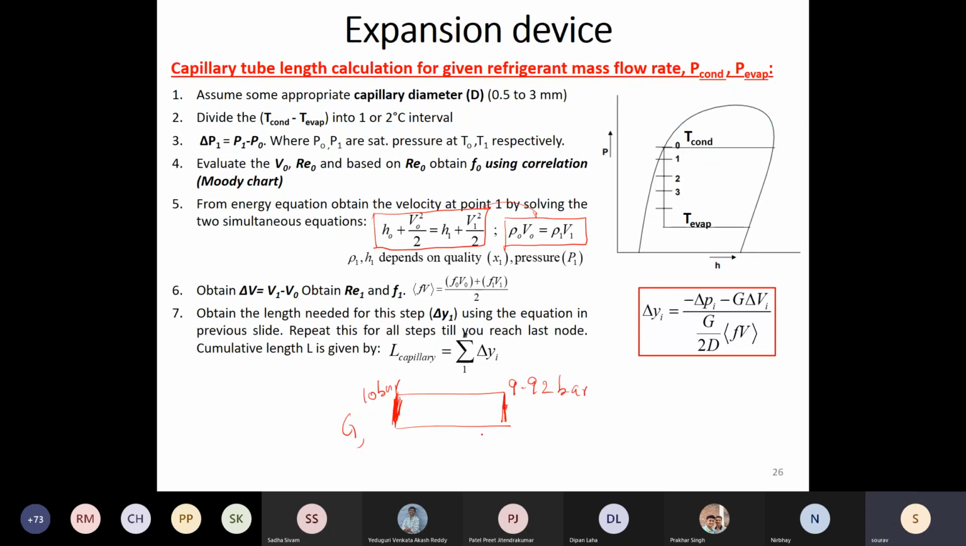So I apply the energy balance equation. The energy balance equation will give me H out, V out square by 2, H in and V in square by 2. So all these things are known here at the end. How to obtain H out? Your H out is a function of the pressure at out, which is known, 9.92 bar, and the quality at the out.